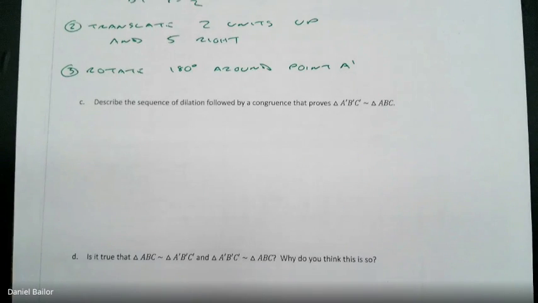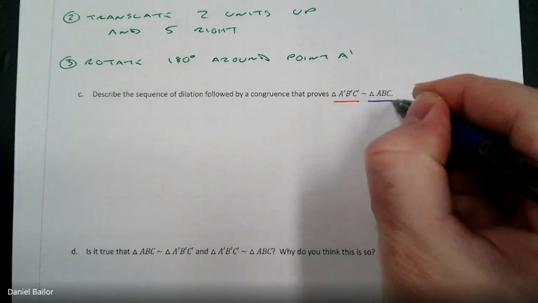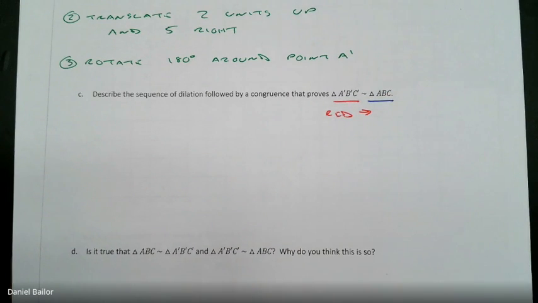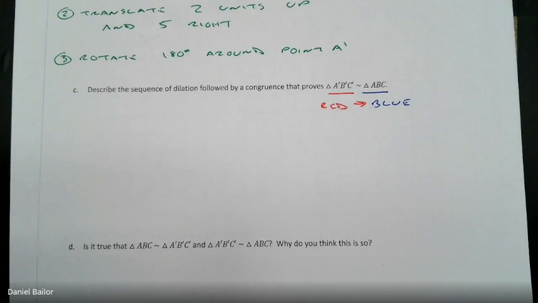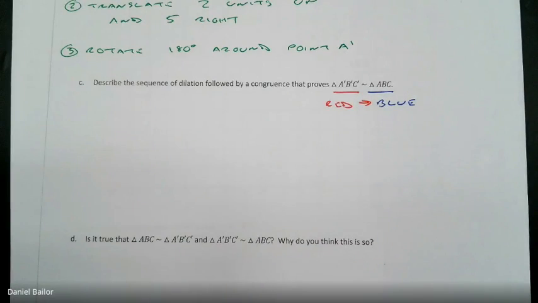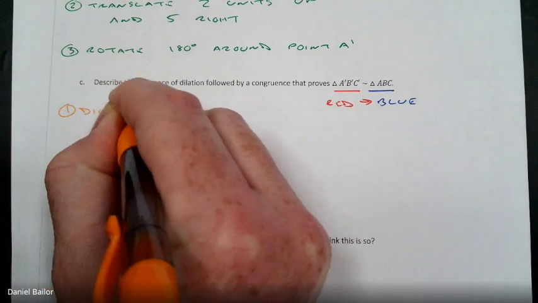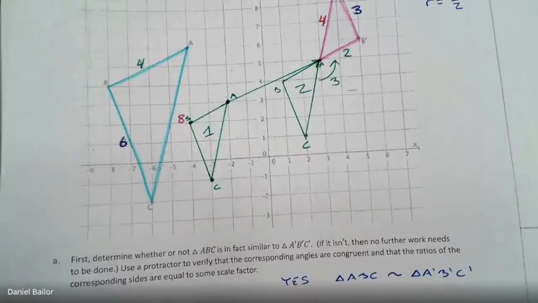Let's do part C. Part C says, describe the sequence of dilation followed by a congruence that proves the prime is similar to the original. So this time, we're going red to blue. We need to move red to blue this time. And remember, the first thing we always do is match the size. So we're going to dilate first.